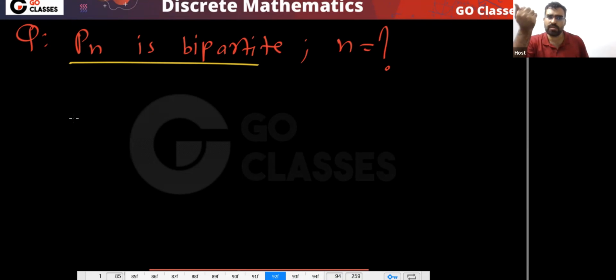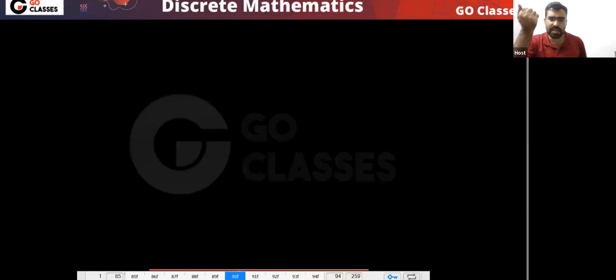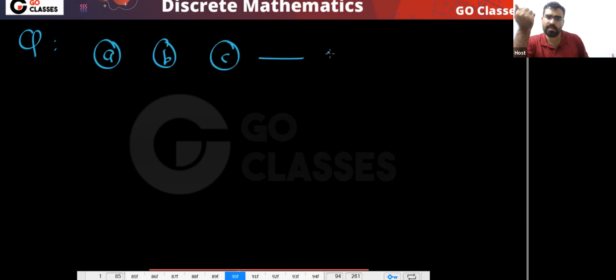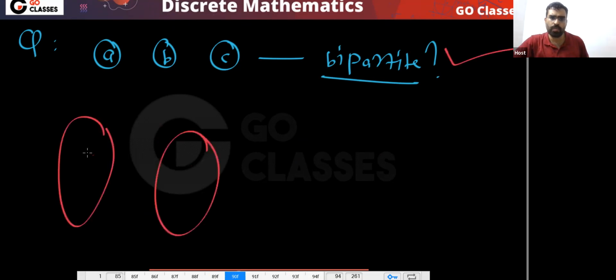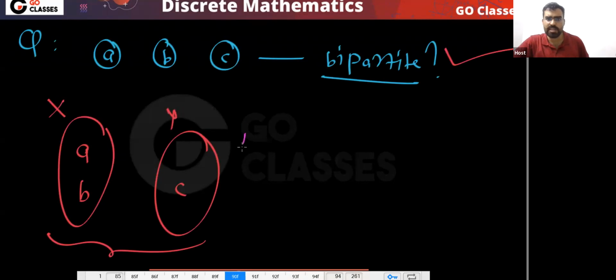For all the values, tell me, is this graph bipartite? My question, is this graph A, B, C bipartite? Yes, this is bipartite because you can create two parts. There exist two parts, and you can notice that there is no edge within any part. There is no edge in this part, there is no edge in this part. So there is no problem. So this is a bipartite graph.